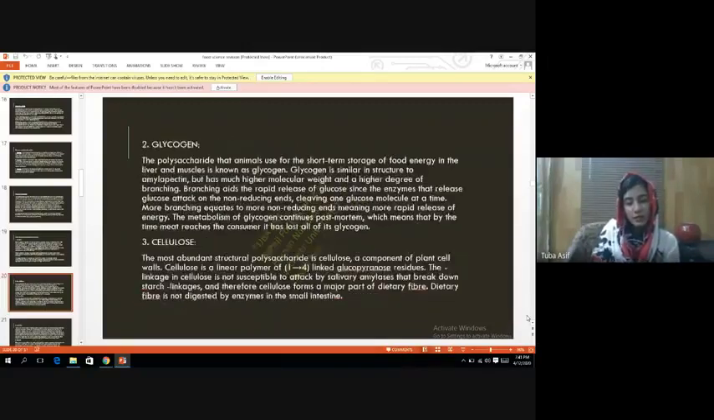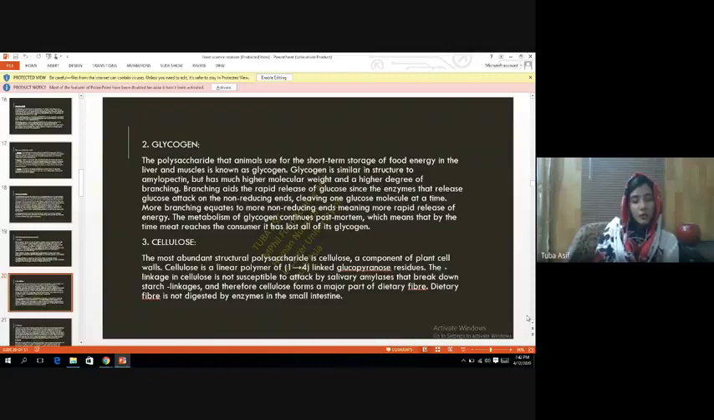The next polysaccharide I will be discussing is glycogen. The polysaccharide that animals use for the short-term storage of food energy in the liver and the muscles is known as glycogen. Again, glycogen comes in minute amounts from the sources, but it is the stored form of carbohydrate in our body. If the intake of carbohydrate exceeds our energy expenditure, our body stores the excess glucose in the form of glycogen. Glycogen is similar in structure to amylopectin, but it has a much higher molecular weight and a higher degree of branching.